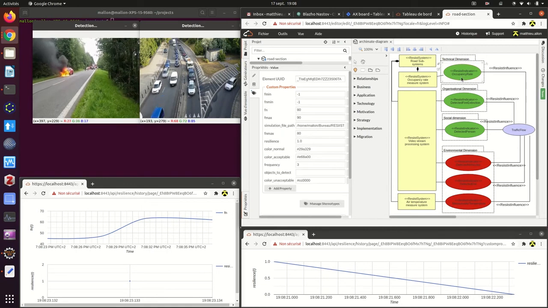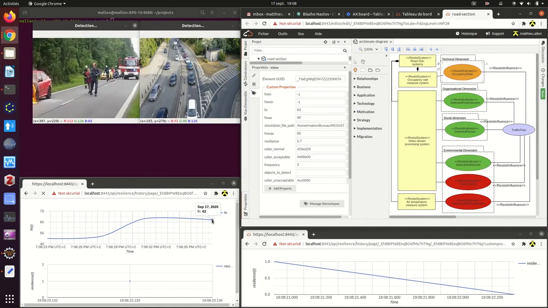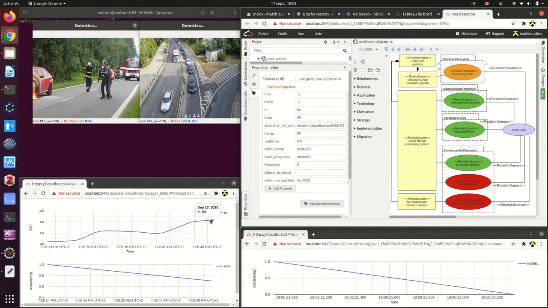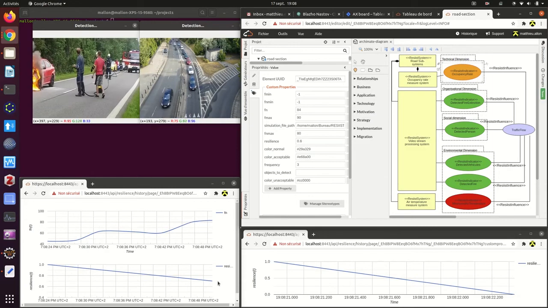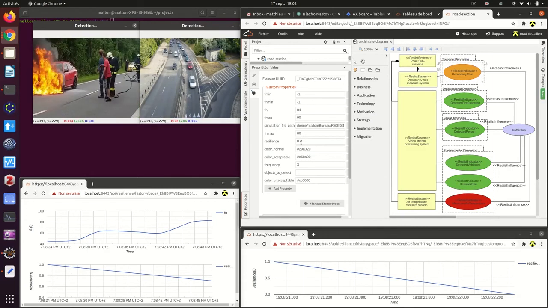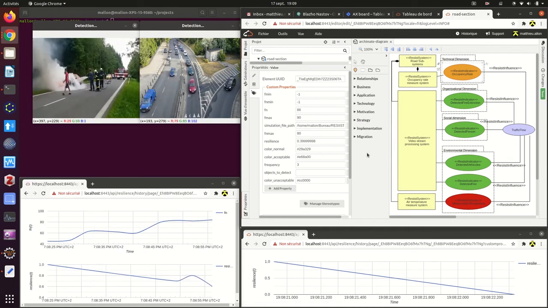This resilience is calculated by multiplying the resiliences of all indicators. Considering all of this, we can now observe the continuous road system resilience monitoring, that is to say, how the traffic flow evolves when disruptive events happen, like a vehicle fire.